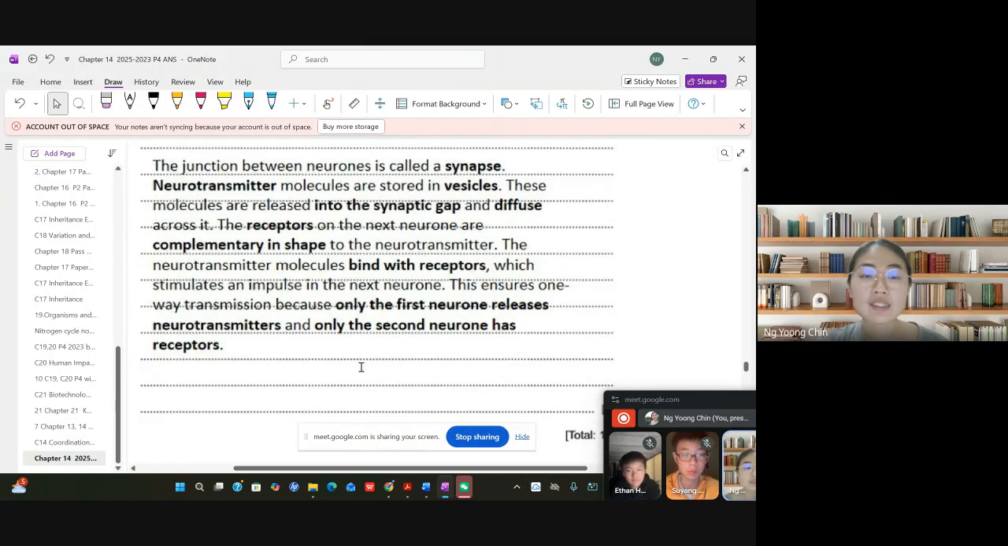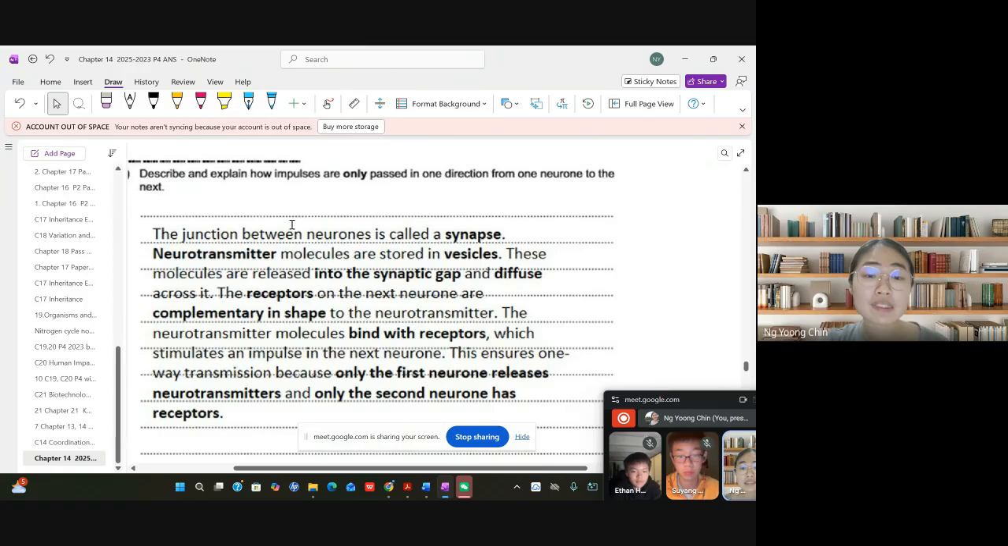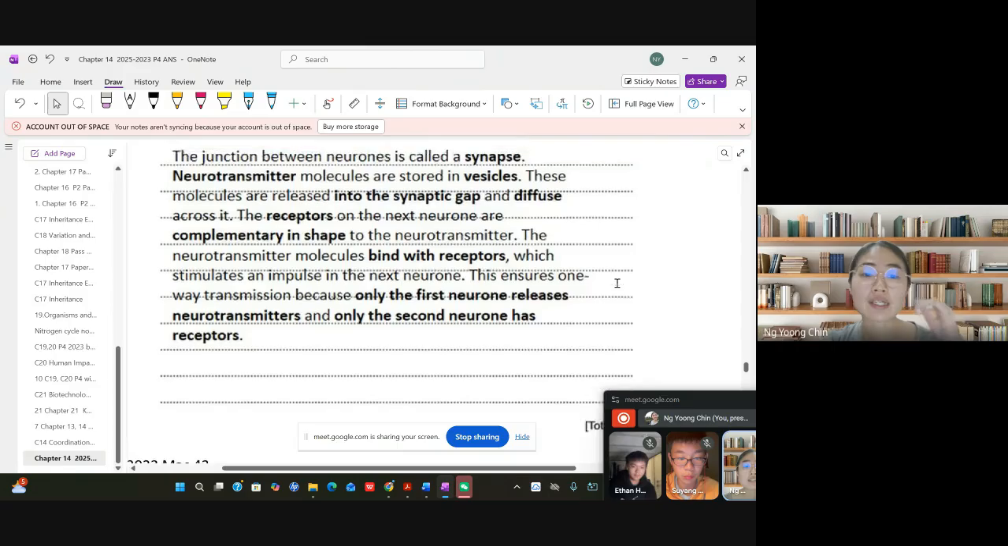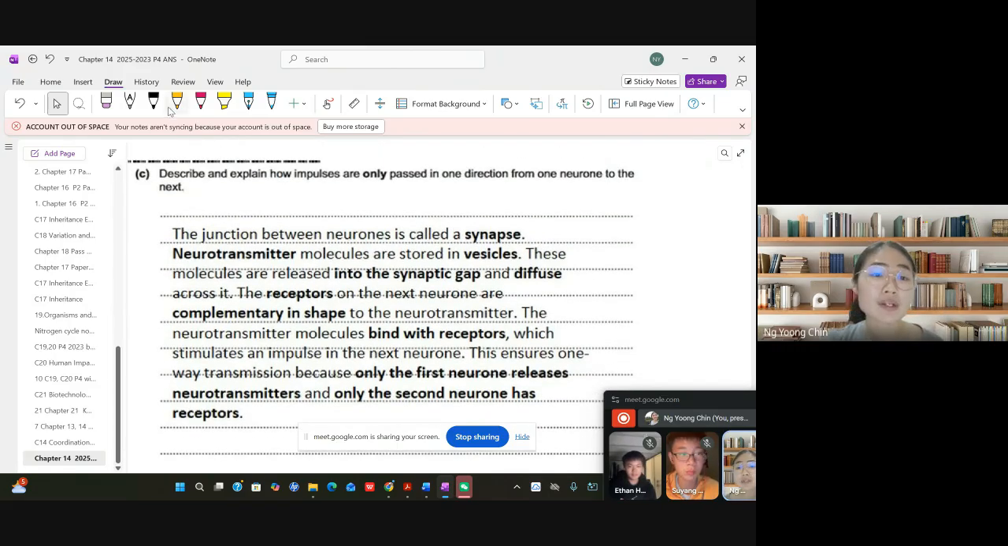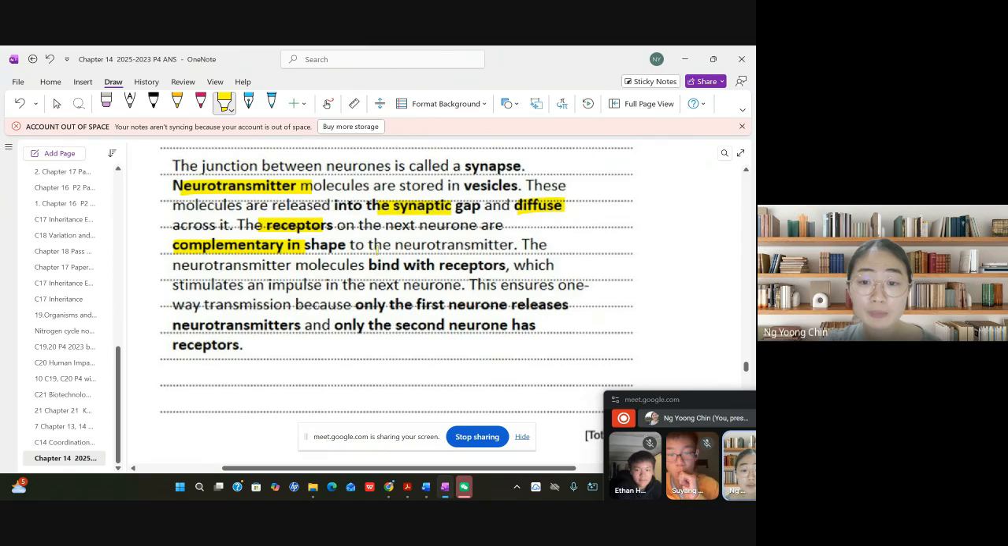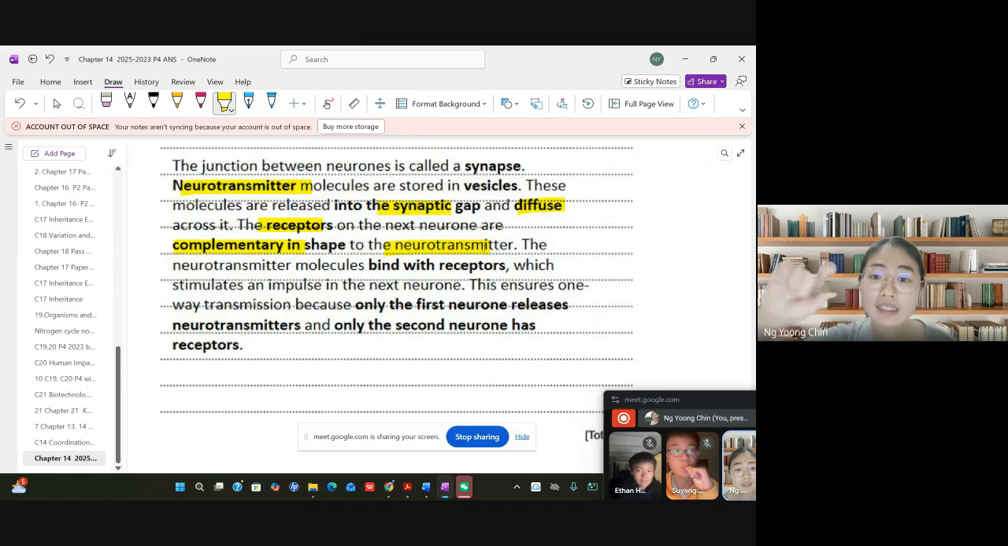And then for this one, describe and explain how an impulse can pass in one direction from one neuron to the next, 5 marks, okay? So also the same thing, you need to write that the neurotransmitter is released into the synaptic gap and then diffuses. And then the receptor on the next neuron is complementary in shape to the neurotransmitter. One thing I want to show you is that your neurotransmitter is a kind of protein, and this protein has its own specific shape.